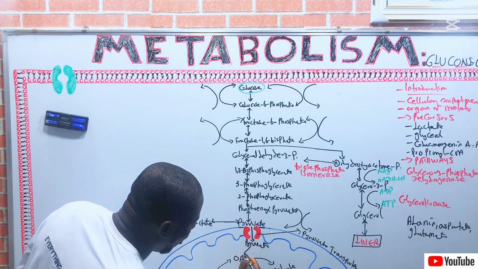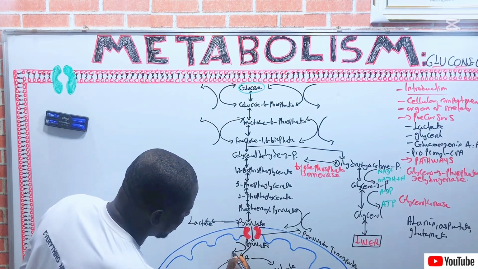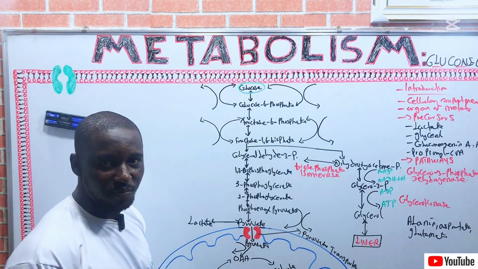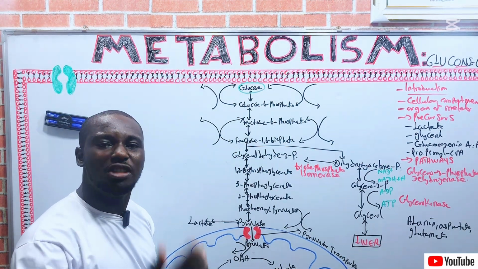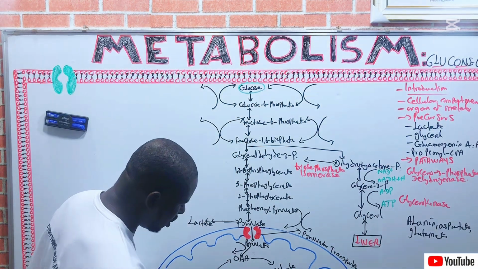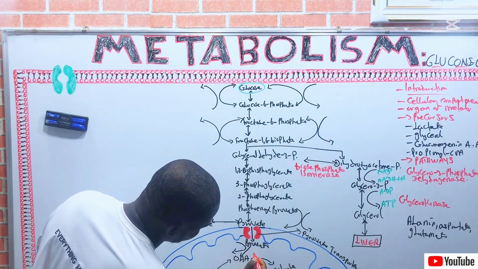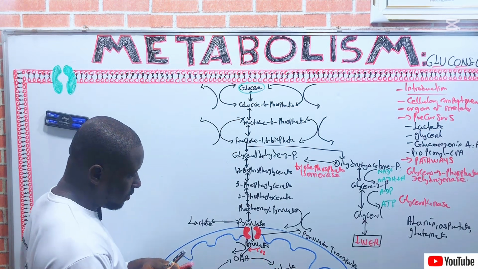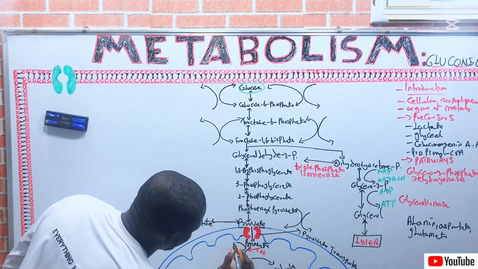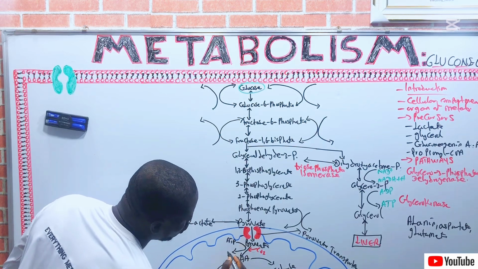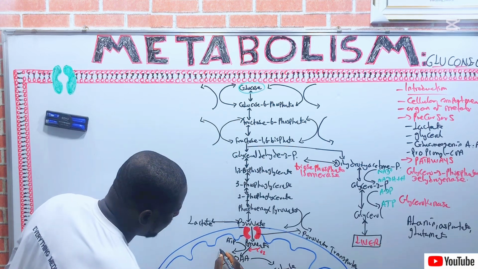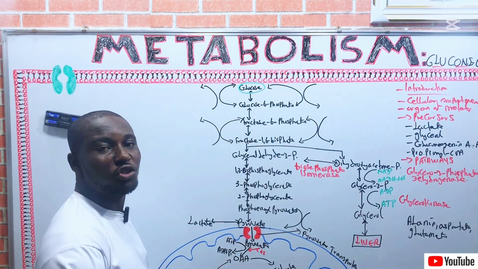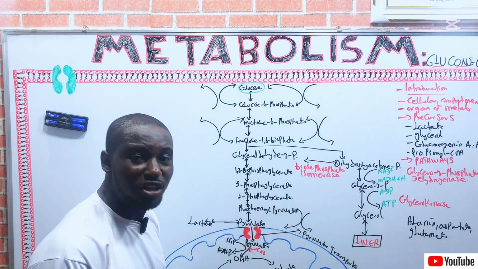Pyruvate will be carboxylated to form oxaloacetate by an ATP hydrolysis reaction, because ATP is being hydrolyzed. Recall that it is a carboxylation reaction, which means CO2 is added. It is a CO2 fixation reaction. So ATP was utilized, and ATP will be converted to ADP plus Pi, one inorganic phosphate, because ATP is utilized for the forward reaction. That is why it is called an ATP hydrolysis reaction.